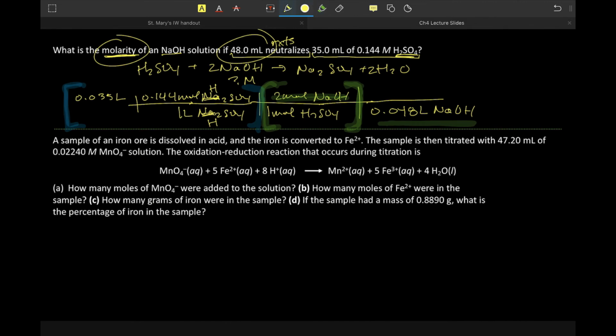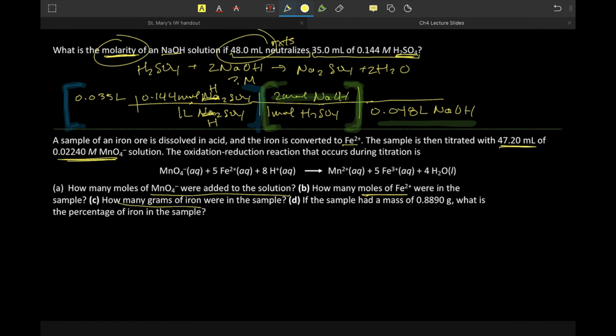All right, which then brings us to the second problem, which says that we have a sample of iron ore dissolved in acid. The iron is converted to iron 2+. The sample is then treated with this volume of this concentration permanganate solution, and the reaction occurs. And this asks us how many moles of permanganate were added, and so really that's just this step 1 that we did up here. And then step 2 is how many moles of Fe2+. So now we're converting from the known to the unknown. And then step 3 is how many grams of iron were in the sample.